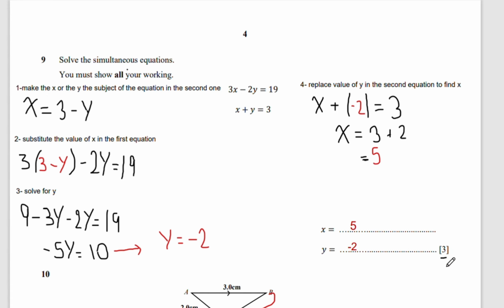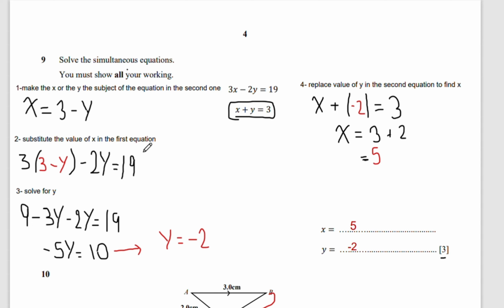So as you can see, in the second equation right here I made x the subject of the equation. So x is equal to 3 minus y. So what is the value of x? It is 3 minus y. Simply, I will substitute it in the first equation.